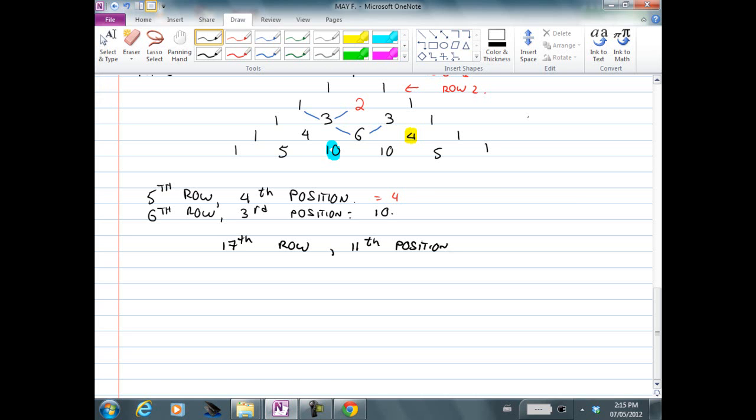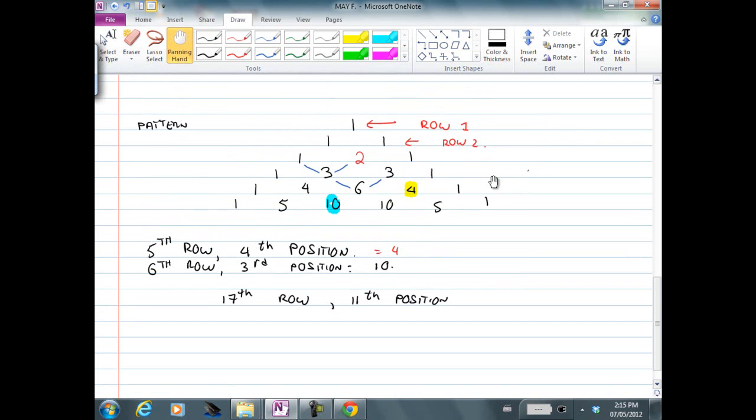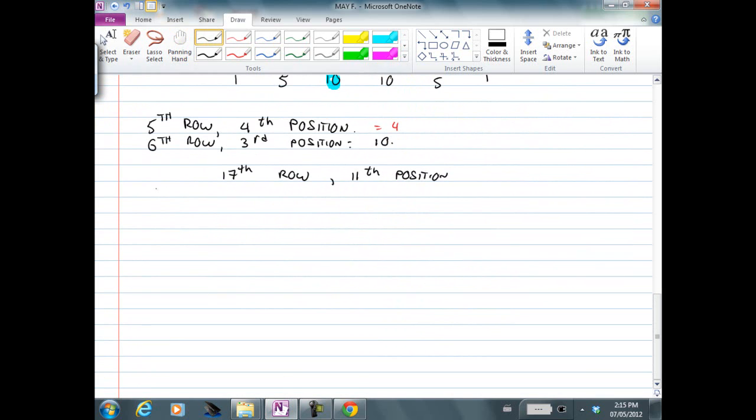So, guys, gals, now some of you say, Mr. Snow, there is an easy way. I can't sit here for half an hour drawing out 17 rows. It takes too long. So is there a formula for it? The answer is yes. There's a formula. So the formula for Pascal's Triangle.